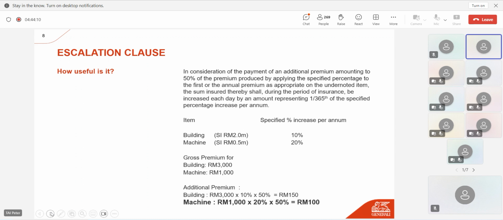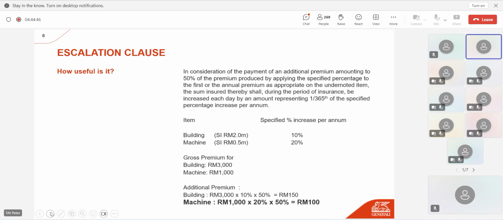Very simple. For building, you just take the 3,000 premium times the increased level of 10% times 50%, because you see down there you pay 50%. So you only add 150 ringgit. For machine, the premium was 1,000. If you want to add 20%, you add 20% times 50%, you get 100 ringgit. So that is the additional premium to be paid for this escalation.